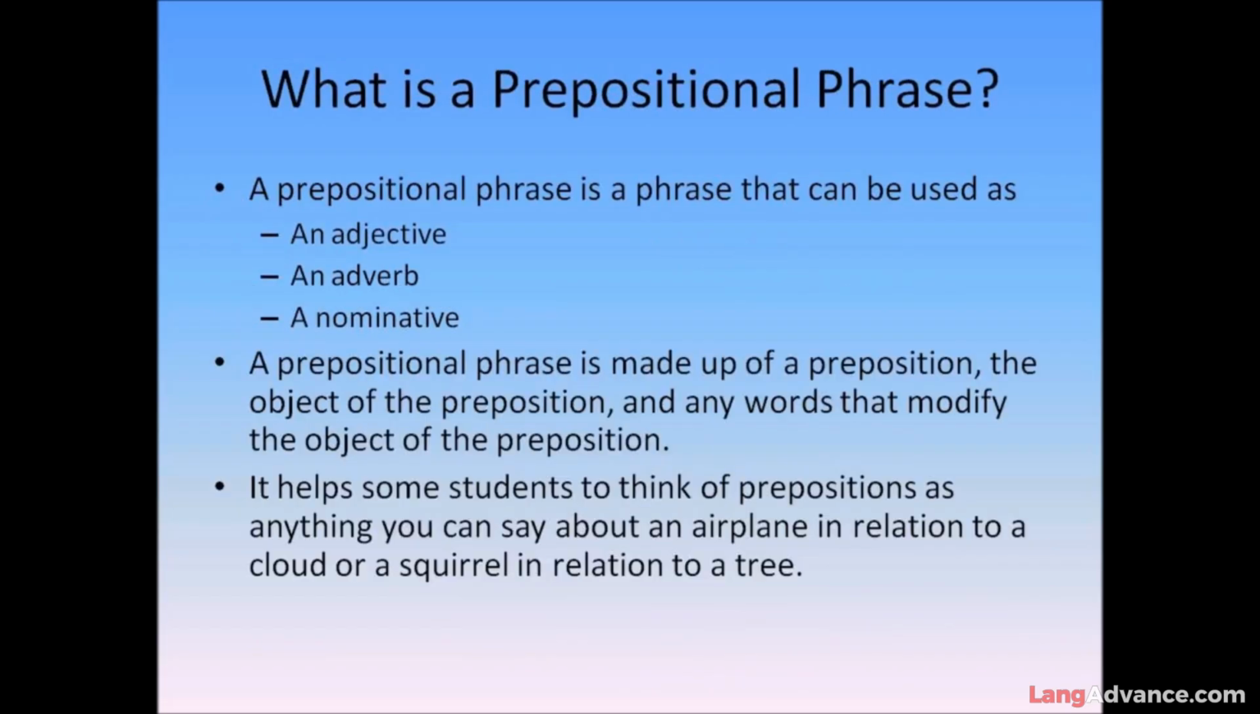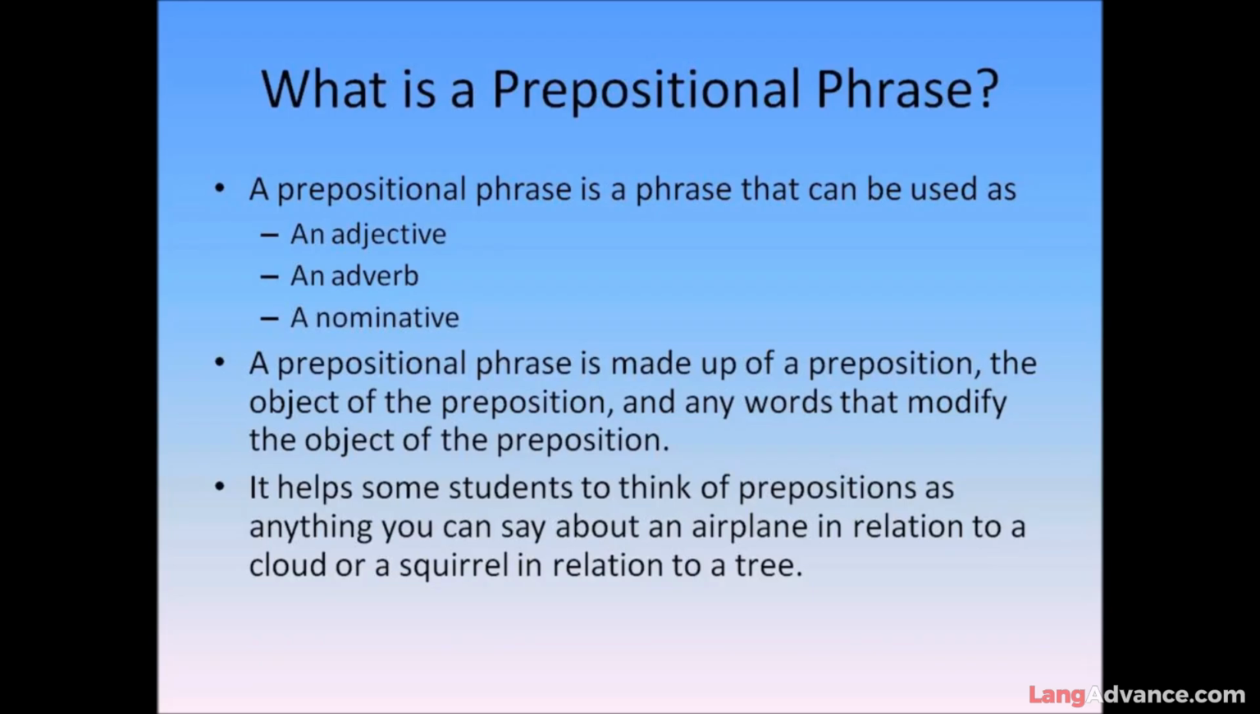So what is a prepositional phrase? Well, a prepositional phrase is a phrase that can be used as an adjective, as an adverb, or as a nominative. For the purposes of this lesson, we're only going to be talking about prepositional phrases used as adjectives and adverbs to describe other nouns and the verb of a sentence. We'll talk about nominatives later on in the course.